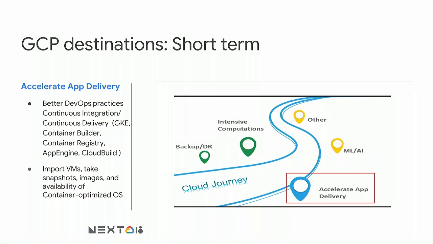Or others saying, we heard that you have great tools and capabilities around big data and machine learning, and that becomes the primary objective of moving to the cloud. So it really all depends on you, what you want to do with it. But for this particular example that I'm trying to explain here, this is a company whose primary objective was to accelerate app delivery and leverage Google Cloud Platform to do that.